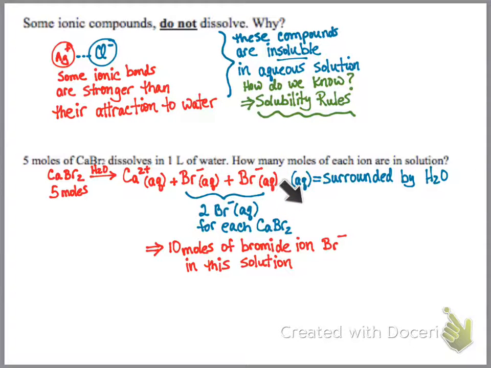And just a note here, we use AQ, which we've seen. AQ means dissolved in water, but it specifically here means that each ion is surrounded by water. So when we write ions here and say bromide with an AQ, we do this instead of drawing the water molecules like we did before. We don't really want to be drawing all the water molecules every single time. So AQ means surrounded by water.